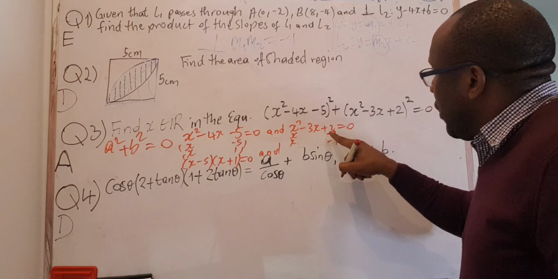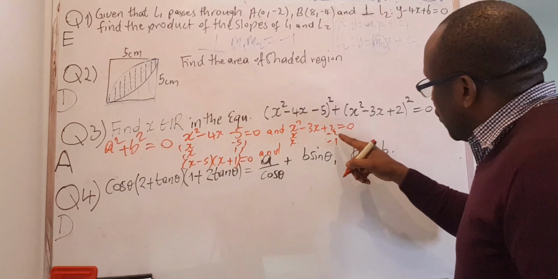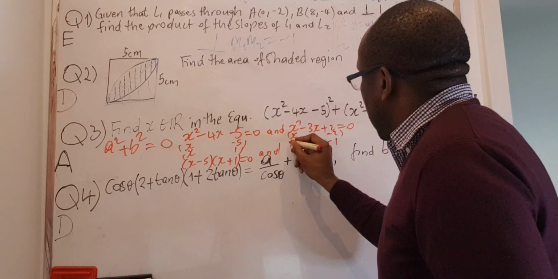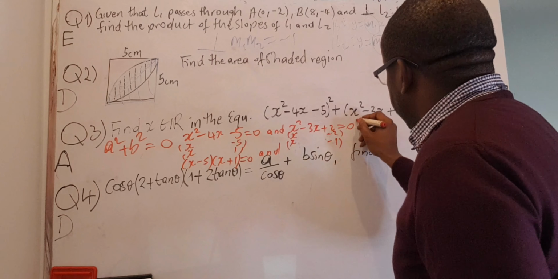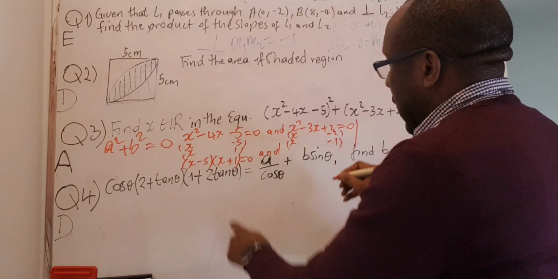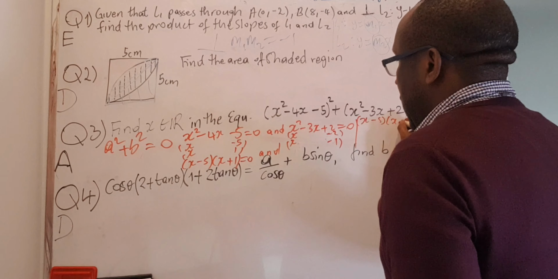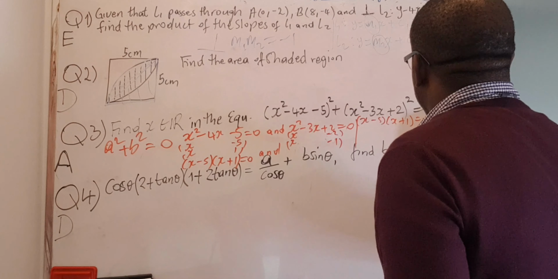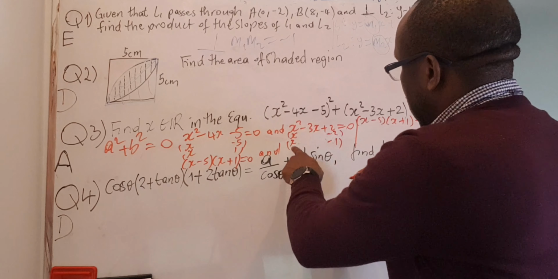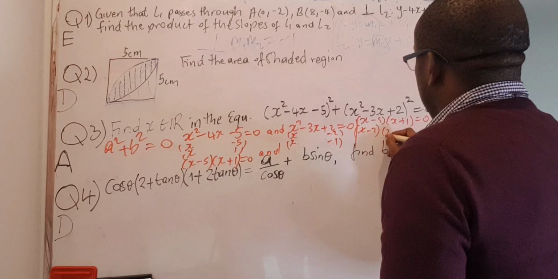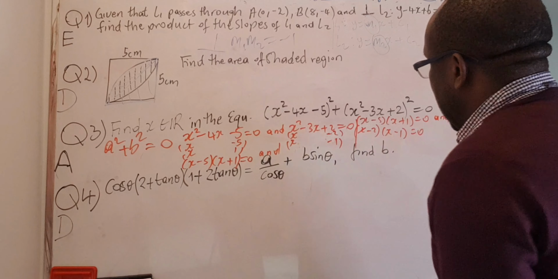I know if I multiply minus 1 and minus, it becomes plus. So minus 2 times minus 1 is plus 2, and if I sum, I get minus 3. So these are two factors as well. So this is equal to 0. That means x minus 5, x plus 1 is equal to 0. And the two factors from here, x minus 2, x minus 1 is also equal to 0.